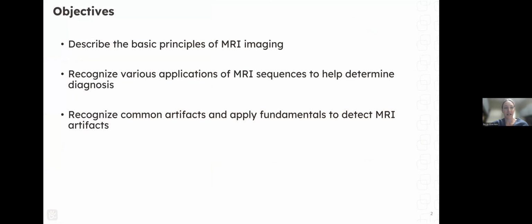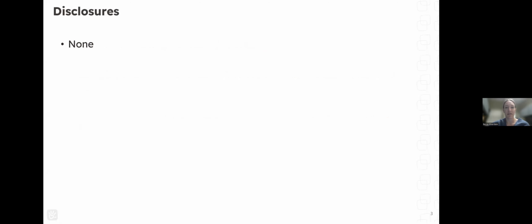So my objectives today are to describe the basic principles of MRI imaging, recognize various applications of MRI sequences to help determine diagnosis, as well as recognize common artifacts and apply fundamentals to detect those artifacts. I do not have any disclosures.